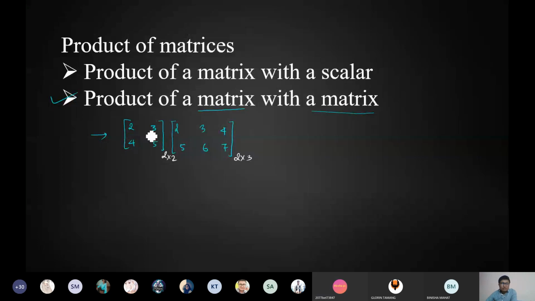Let me explain this here. These two matrices, let me check whether they can be multiplied or not. Before multiplying the matrices, you need to check whether they can be multiplied or not. While checking the compatibility of the product of the matrices, we need to see the column of the first matrix and the row of the second matrix. If they are equal, then we can multiply the two matrices.